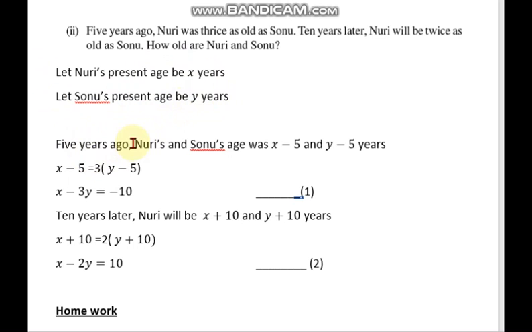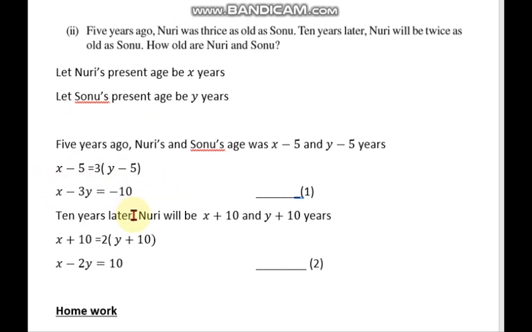Now, 5 years ago, they will be x minus 5 and y minus 5 years old. So 5 years ago, Nuri's and Sonu's ages were x minus 5 years and y minus 5 years. Now they are saying that Nuri was thrice as old as Sonu. So x minus 5, which is Nuri's age, equals 3 times (y minus 5). When we convert this into standard form, we get x minus 3y equals minus 10.